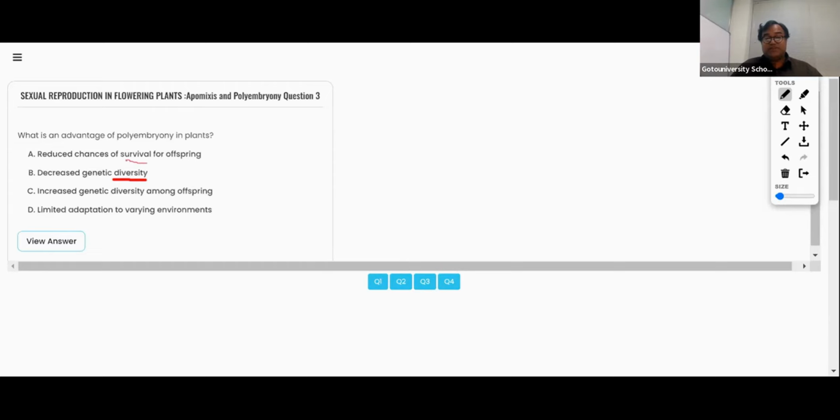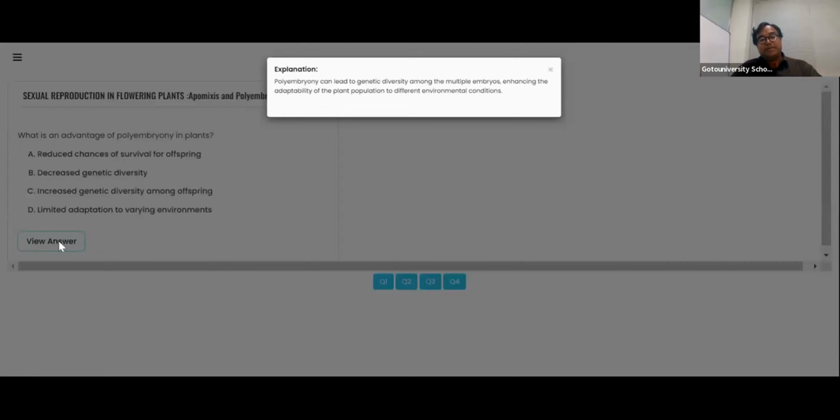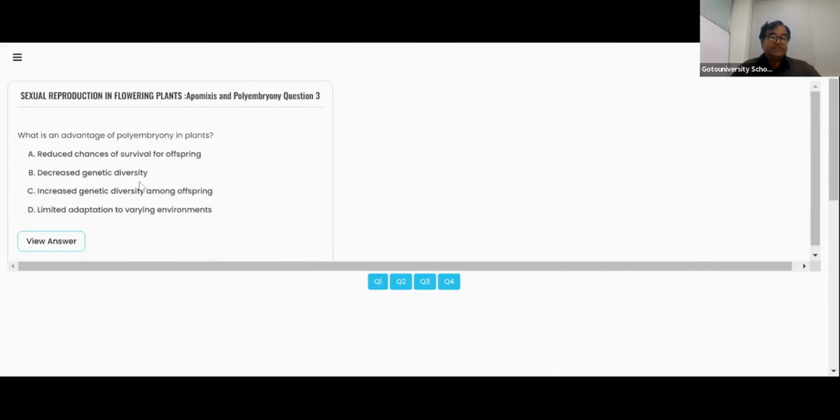The chance of survival of the offspring, right? So increased genetic diversity among the offspring, adaptation to the various environment. All the four options are having similarity, but which is having the higher probability? Here it leads to genetic diversity. That is why I emphasize genetic diversity much more among the polyembryo. So what we need to understand basically is the genetic diversity.